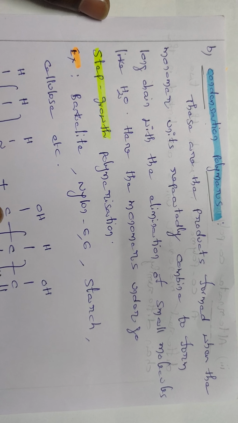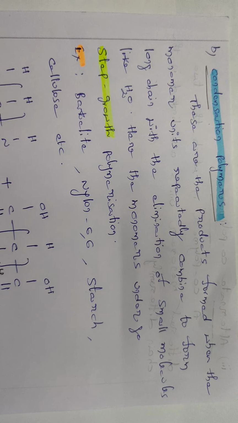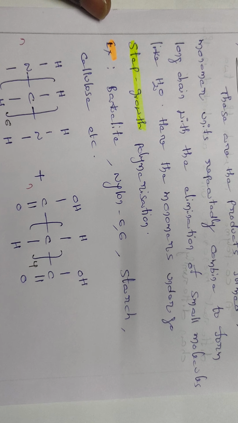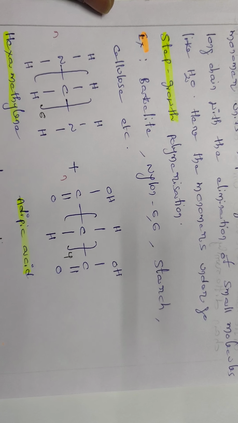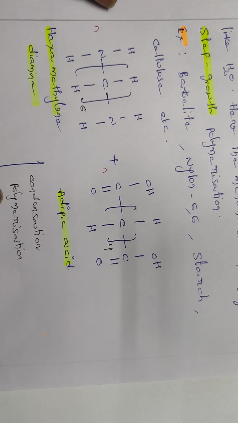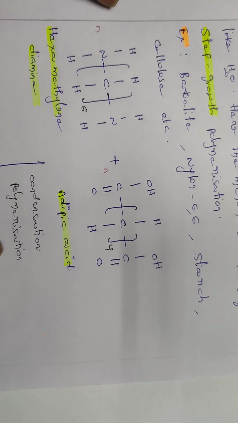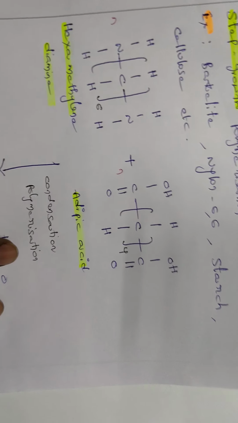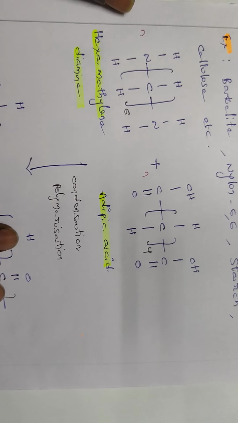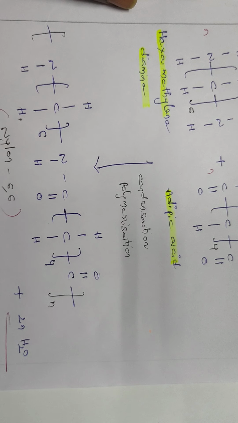Then condensation polymers. These are the products formed from monomer units of different monomers with elimination of some small molecules like H2O and NH3. It is also called step growth polymerization. So the best examples are bakelite, nylon 6,6, starch, etc. Here you can see the structure of nylon 6,6. It is formed by the combination of hexamethylene diamine and adipic acid. So it is the structure.